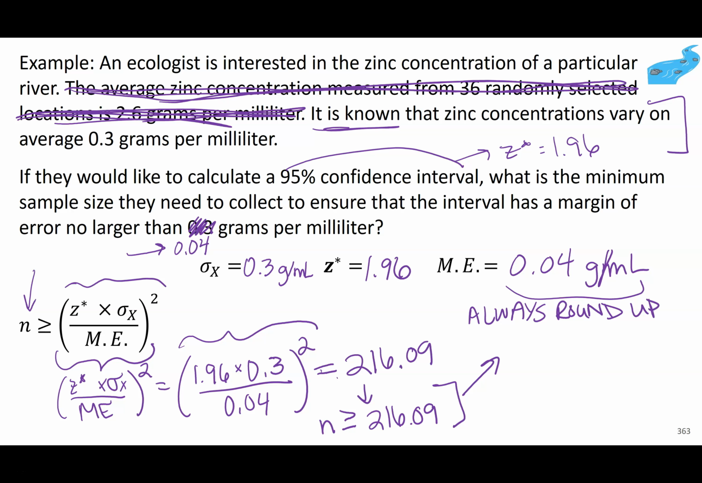But a lot of times when you do this math, it's a decimal. So we need to sample at least 217 locations on the river in order to ensure that our 95% confidence interval won't have a margin of error any wider than 0.04 grams per milliliter. That would be what we mean by calculate the sample size. And as far as any sample size calculations, it's going to be in the context of confidence interval questions.